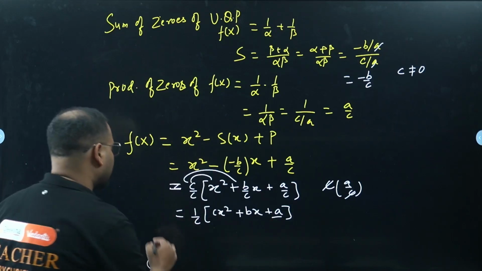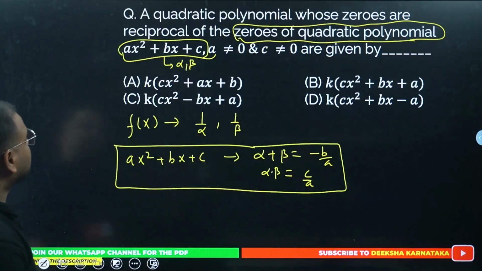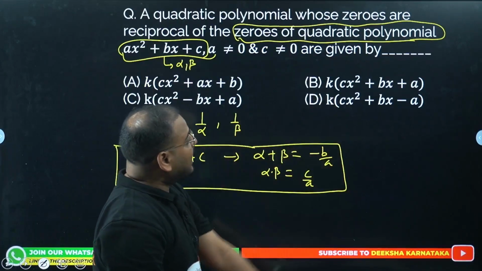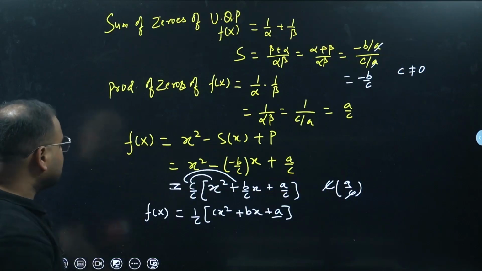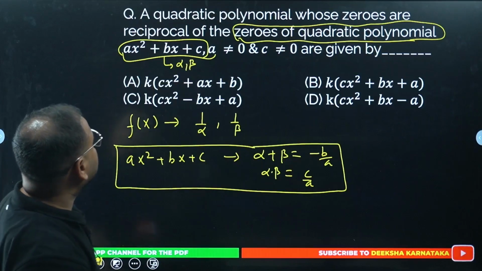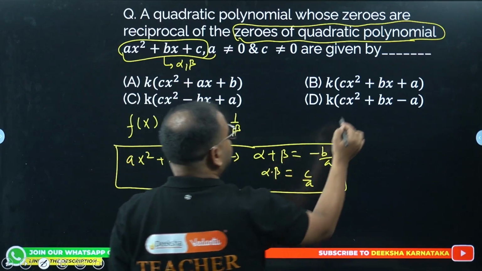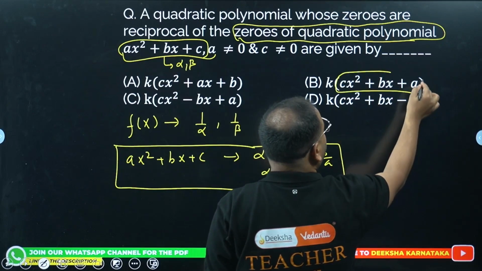Now compare. This is my fx. They were asking us to find the polynomial. Let's go back to the question. The polynomial is given by, compare here, what is given? Cx square plus bx plus a.